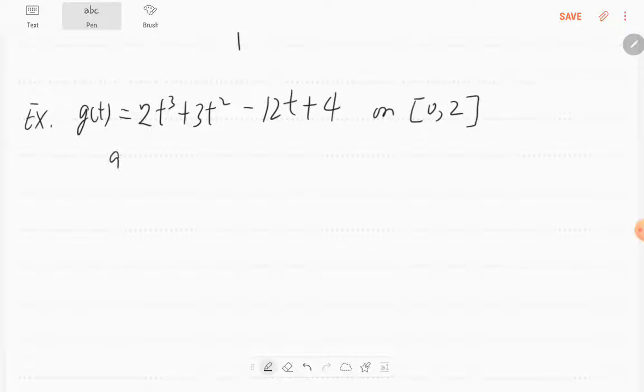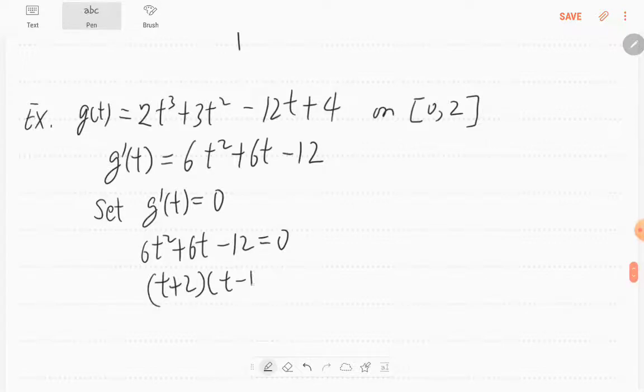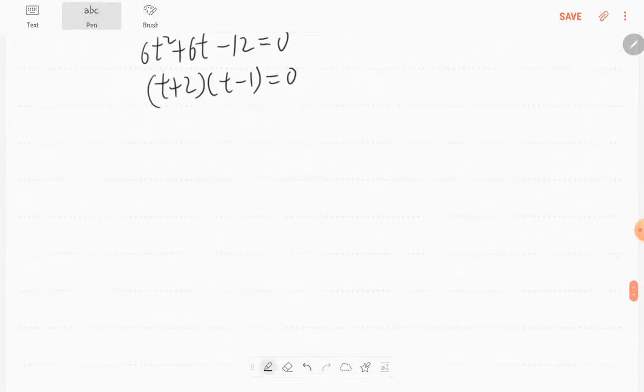So the same step: we take the derivative, which is 6t squared plus 6t minus 12, right? Since this exists everywhere, we can set this to be 0. So that means 6t squared plus 6t minus 12 equals 0. We know how to factorize it: (t plus 2)(t minus 1) equals 0. We have done this in the previous example. So then you have t equals -2, t equals 1.